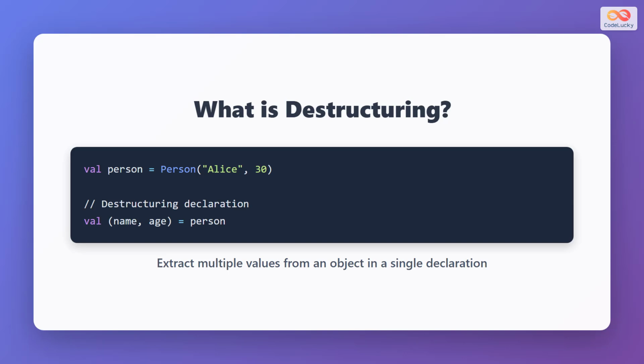Destructuring is a powerful feature that allows you to extract multiple values from an object in a single declaration. For example, if you have a person object, instead of accessing name and age separately, you can destructure them into two variables at once using the syntax val (name, age) = person. This makes your code cleaner and more readable.